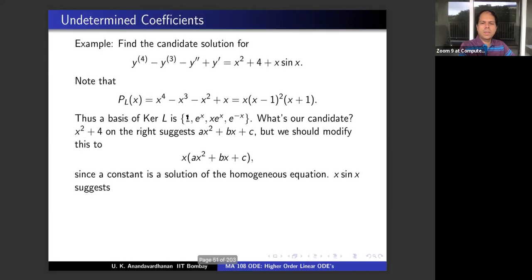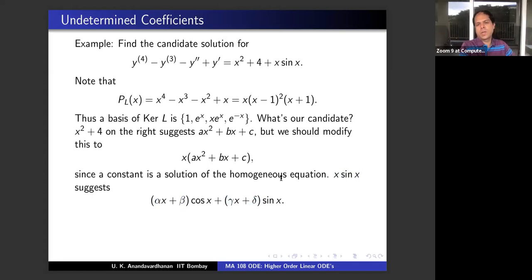And x sin x will suggest, so here also, because there is x, this will suggest a general degree 1 polynomial. So alpha x plus beta is suggested by x, and sin x suggests both sin x and cos x should be there. So here, for x sin x, you have to put (alpha x plus beta) cos x plus (gamma x plus delta) sin x, right? When you have an x, that is a polynomial of degree 1, so you take the general polynomial of degree 1, and sin x suggests both cos x and sin x, so you'll have general degree 1 polynomial coefficients here.